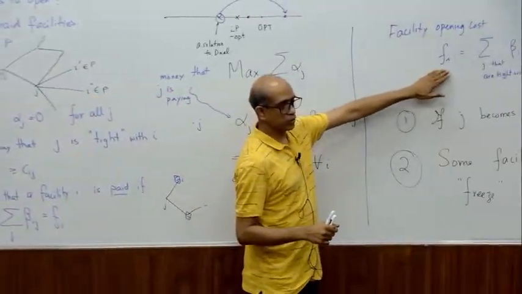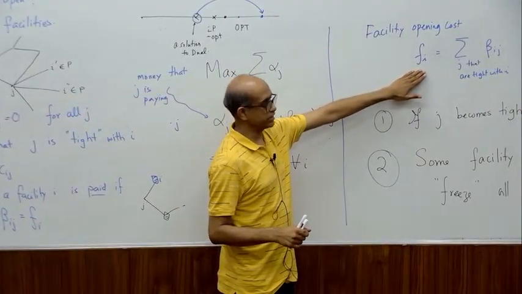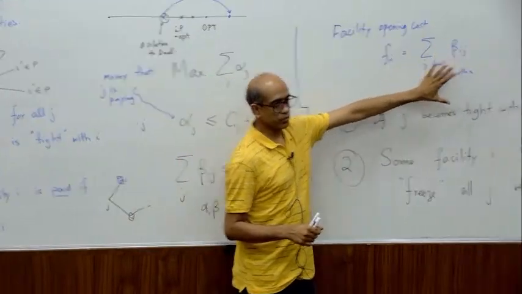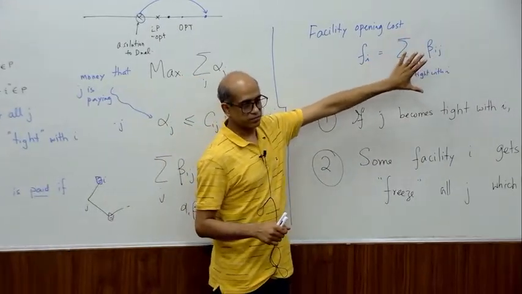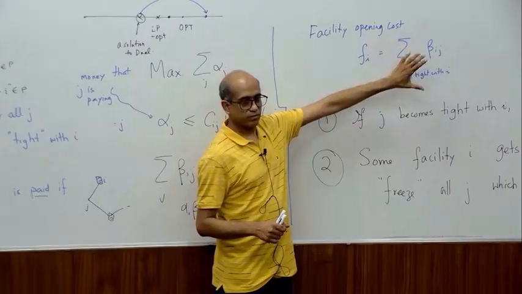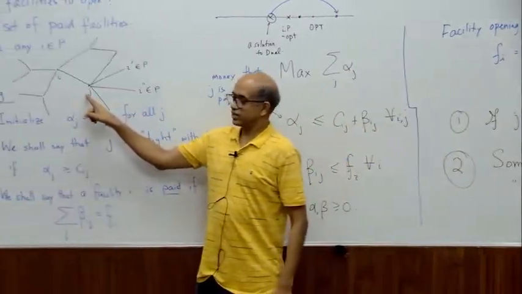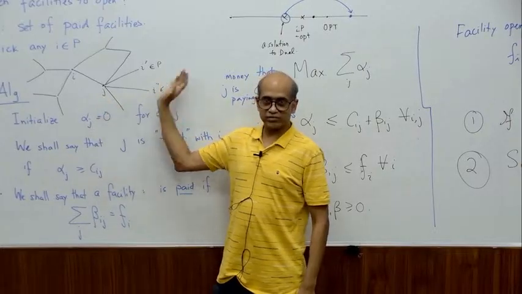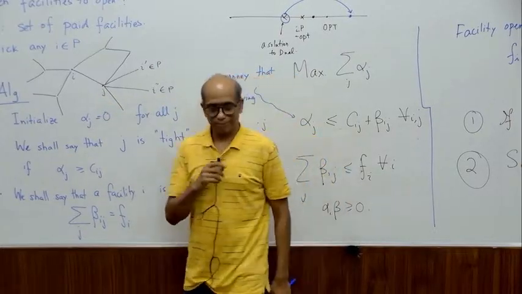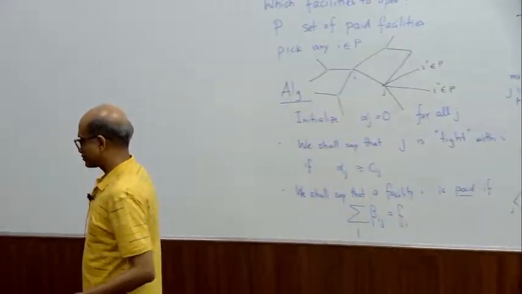So if you do this summation, what do I get? Look at the sum over all the open facilities of Fi. This will be the sum over all beta ij, and there will be no overlap here. Why will there be no overlap? Because whatever this j is tied with, I have removed all those facilities.